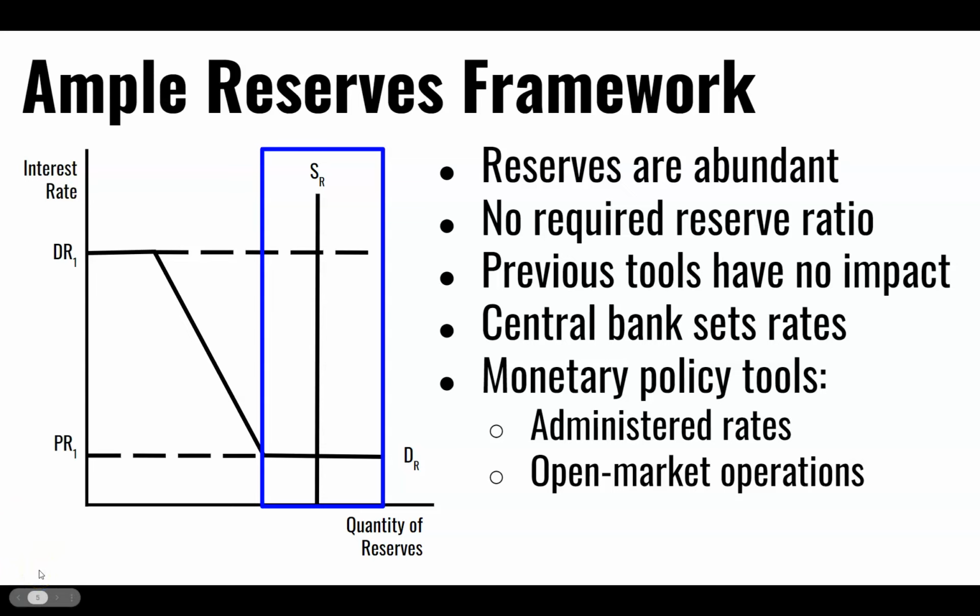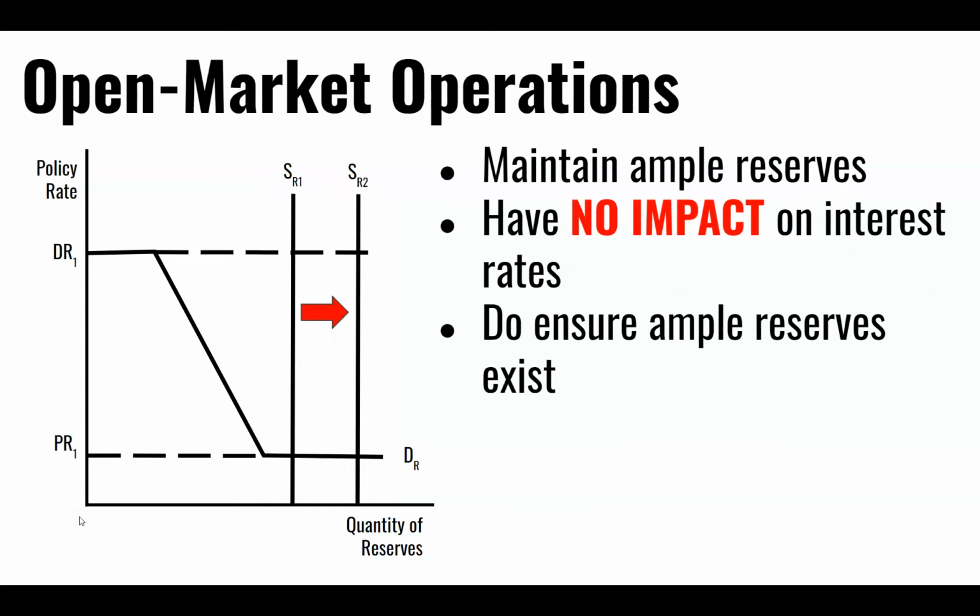The Federal Reserve will still use open market operations. They still work the same way as before with the buying and selling of treasuries. But in this case, it's not to change the interest rate, but to instead maintain ample reserves. So if for some reason the Federal Reserve felt like reserves were not ample enough, they could go into the open market operations and increase the supply of reserves. The decision to buy treasuries will increase the supply of reserves, but it won't have any impact on the interest rate.